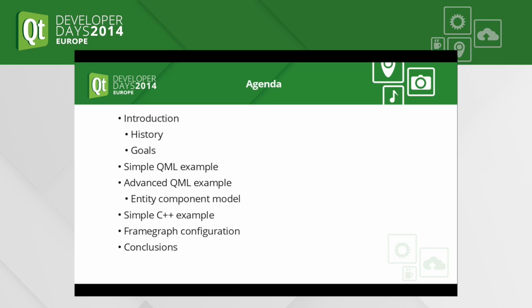And then we're going to show you some examples using QML, and then talk a little bit about the structure we've picked for Qt3D, something called an entity component model. And then we're going to show you some C++, and then some more complicated stuff, and then we'll finish up.